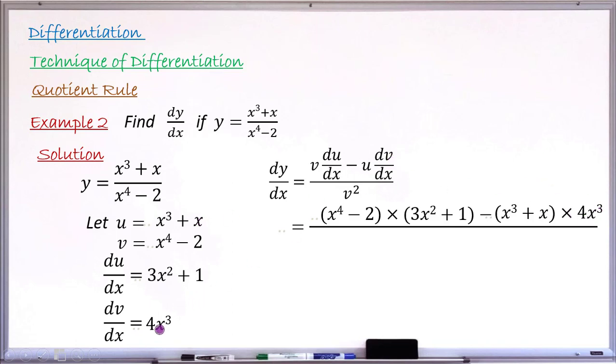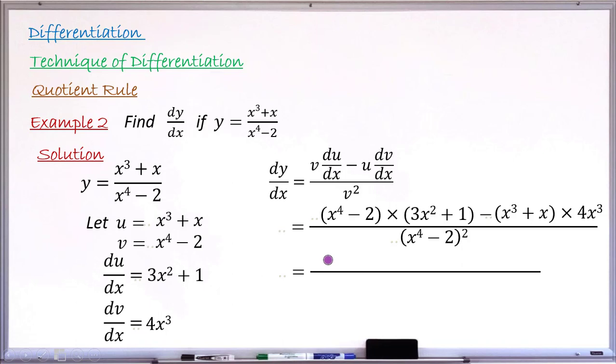Then all over v squared, and this is your function v, x raised to 4 minus 2. So you're going to have x raised to 4 minus 2 in a bracket raised to the power of 2. This power 2 is for this v squared. So I'll continue. I'll now simplify by expanding this bracket there. I'm going to have my x raised to 4 times 3x squared and this.